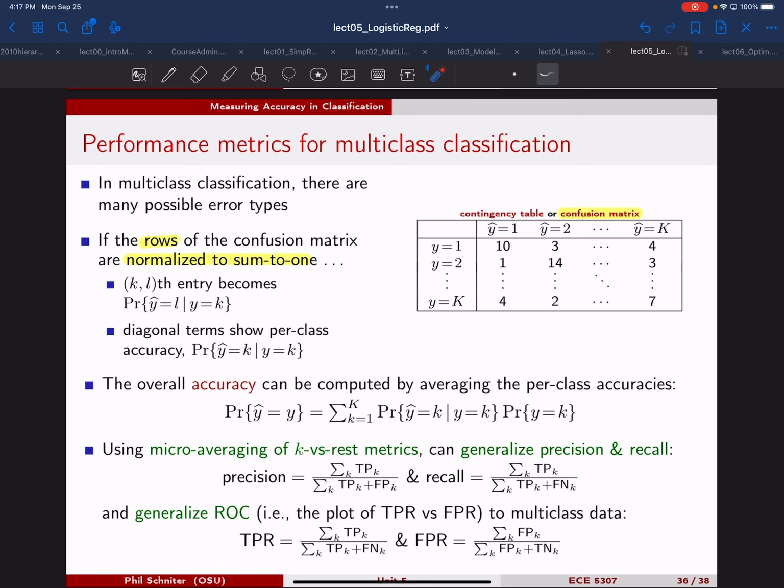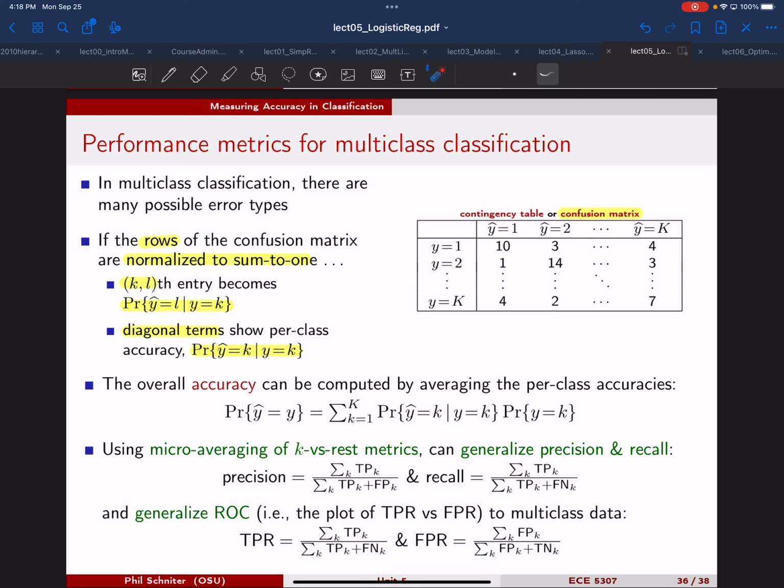In that case, for example, the kth entry in the table becomes the probability that y hat is L given that the truth is K. And in that normalized case, the diagonal terms give us our per class accuracies, so the accuracy if the truth is K for different K. This is a very common thing to do, to normalize that confusion matrix. As you can see, there are going to be capital K different per class accuracies along the diagonal.